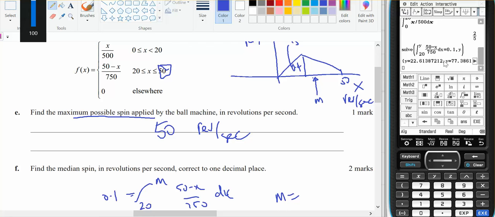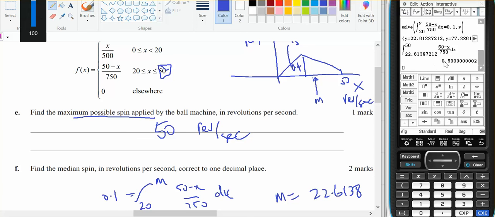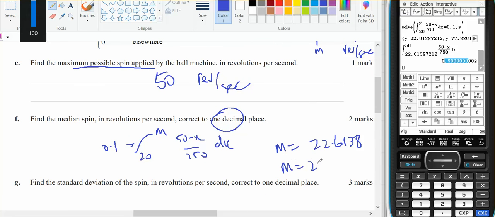m equals, I'm looking for 22, not 77, 22.6138. Just to double check that, if I take this and go from this value here, I should get a half. And that's looking pretty good to me. So to one decimal place, I'm looking at m equals 22.6.